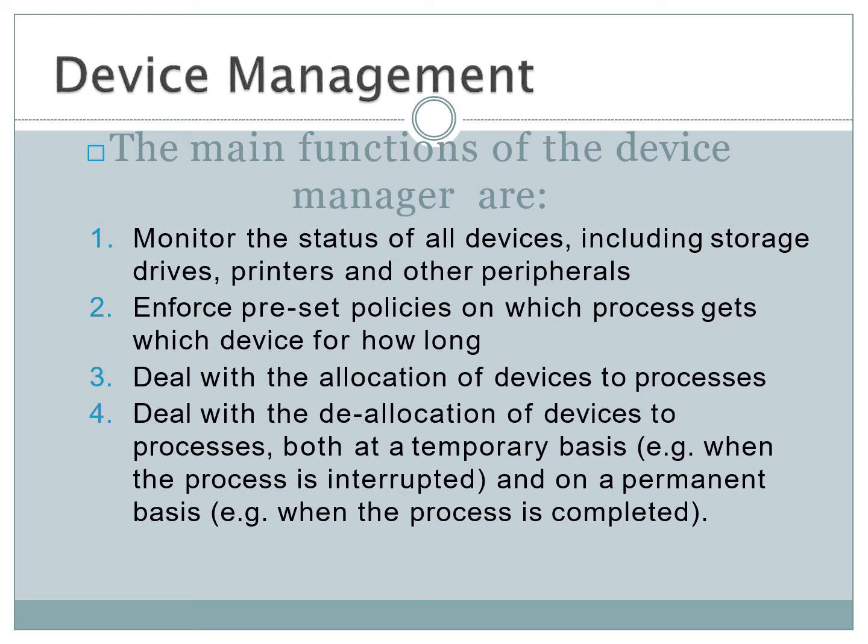The main functions of the device manager include the following. First, monitor the status of all devices including storage drives, printers and other peripherals. Second, enforce preset policies on which process gets which device for how long. Third, deal with the allocation of devices to the processes. Fourth, deal with the deallocation of devices from processes, both on a temporary basis, for example when the process is interrupted, and on a permanent basis when the process is completed.